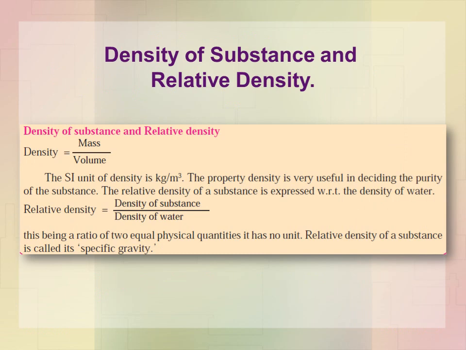Density of substance and relative density. Density is equal to mass upon volume. The SI unit of density is kg per meter cube. The property density is very useful in deciding the purity of the substance. The relative density of a substance is expressed with the density of water. Relative density equals density of substance upon density of water. This being a ratio of two equal physical quantities, it has no unit. Relative density of a substance is also called its specific gravity.